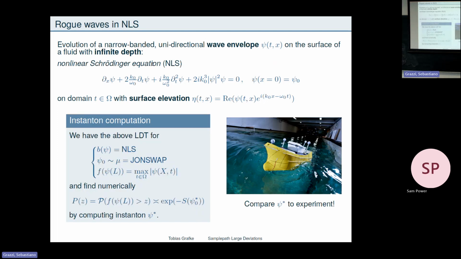So the instanton computation is all reduced to a large deviation theorem for B being the nonlinear Schrödinger equation, the initial condition being this JONSWAP spectrum that I showed earlier. It's the energy spectrum, so it's Gaussian, but you have a distribution over certain frequencies. And my observable of this psi is just the maximum of the absolute value of psi at final time. So here we even maximize over t as well. So I don't even care when, but this is maybe up to taste. And then I want to find numerically the probability of observing a wave of height z by being the probability of my observable at.